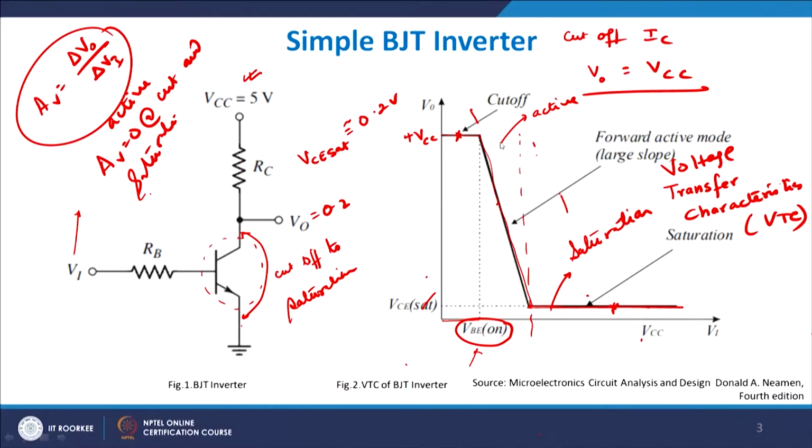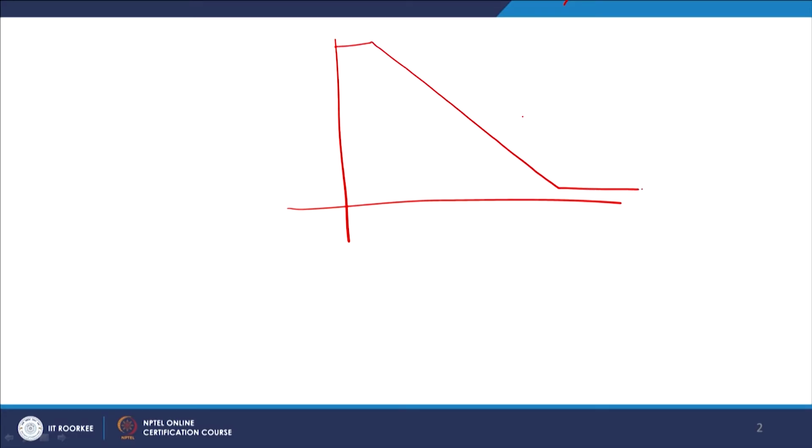So the maximum frequency of operation is relatively low in this case as compared to the previous cases and as compared to CMOS technologies per se. As you can see here, if I want to make my transistor work in the active region, then I try to make the active region as large as possible. This is my active region, this is my saturation, and this is cutoff, and this is VO versus VI.